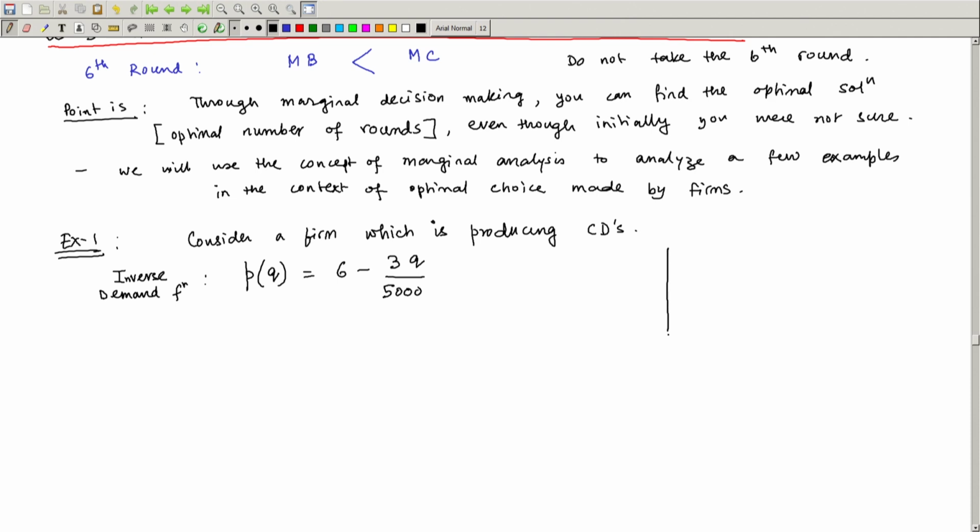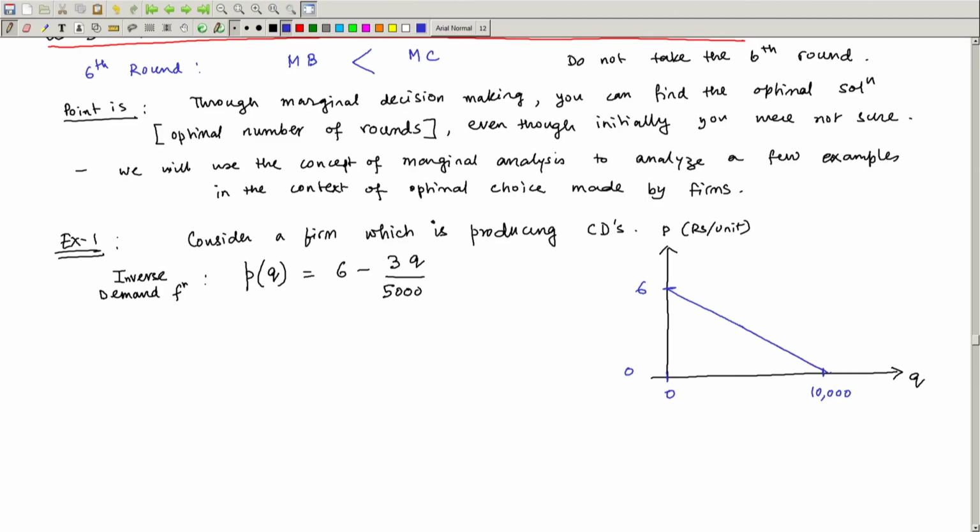In other words, if I wanted to draw this inverse demand curve, I will have quantity demanded on the x axis, price which is in rupees per unit or rupees per CD, and when Q is 0, the price is 6. In other words, if the price charged by the firm was 6 rupees per unit, the quantity demanded of CDs would be 0. No consumer would want to buy it. And then if Q was 10,000, the price would become 0, which means if the price was 0, the quantity demanded would be 10,000 units. So, if I connect these two points, I get my inverse demand curve.